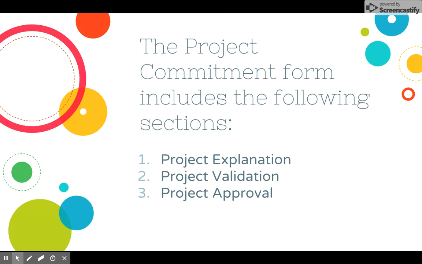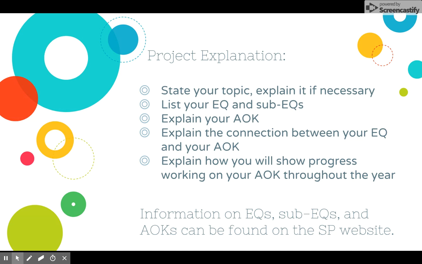All right, the project commitment form includes the following three sections: project explanation, project validation, and project approval. And I'll talk about each one of these individually. Here we go. Project explanation. For this, you will state your topic and explain it if necessary. List your essential question and sub EQs. Explain your AOK. Explain the connection between your essential question and your AOK. And explain how you will show progress working on your AOK throughout the year.